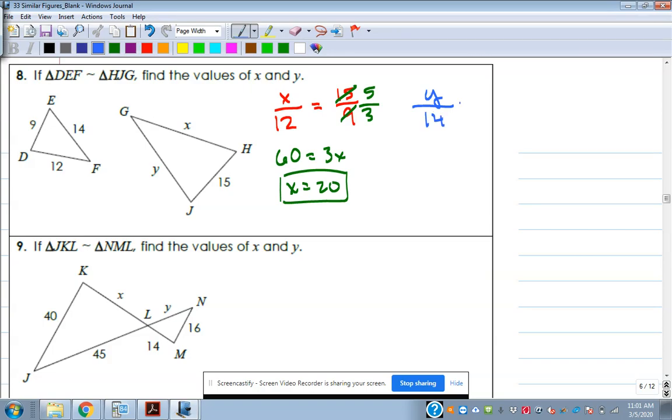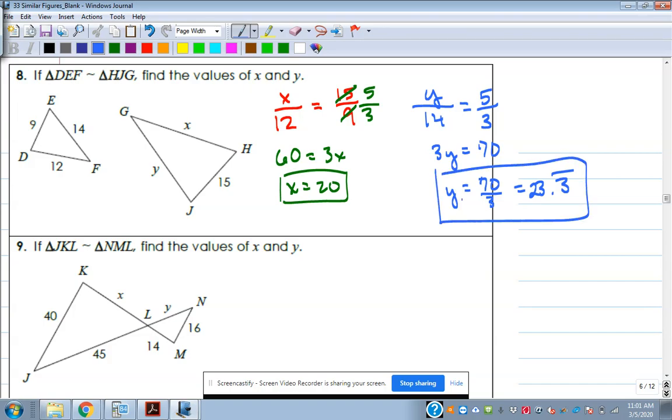And then let's set up a ratio to find y. y over 14. Do you swap them or not? No. Should be the same ratio, 15 over 9, or we reduce that to 5 over 3. So once I find that scale factor, I can use it straight away. And then 3y is equal to 70, and that doesn't go evenly. 70 over 3 would be 23.3 repeating. Again, I like the fraction answers. I like these both diagrams.